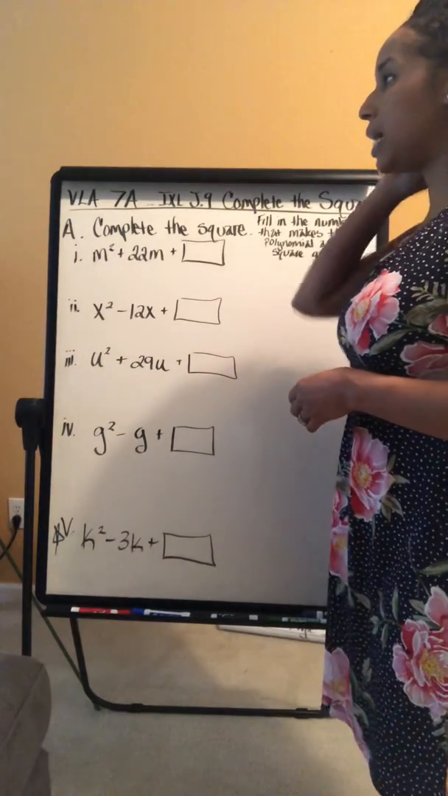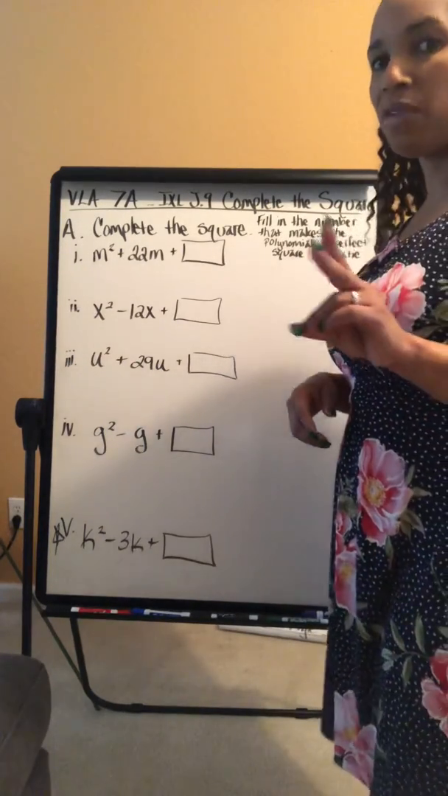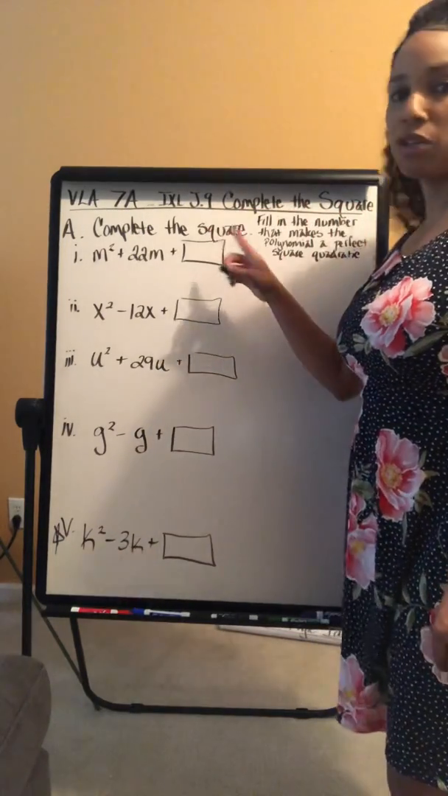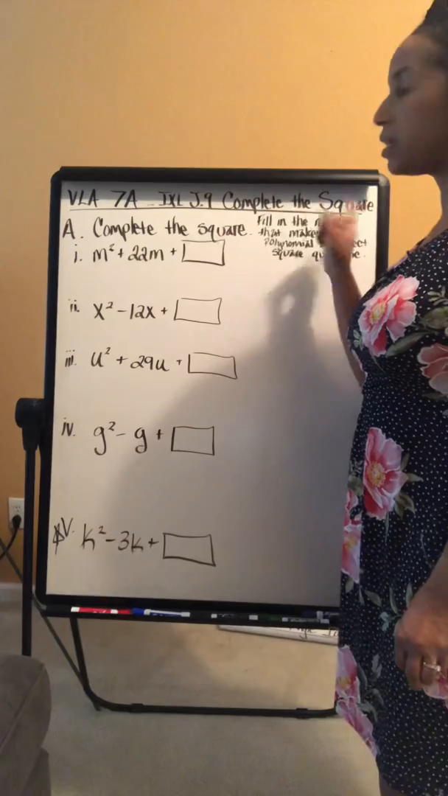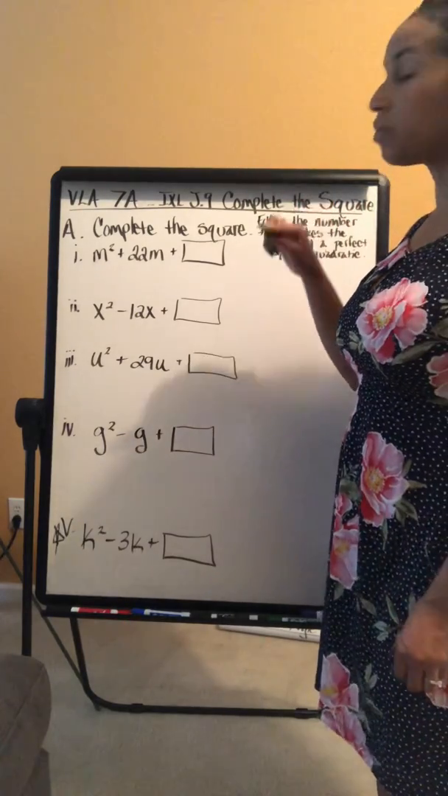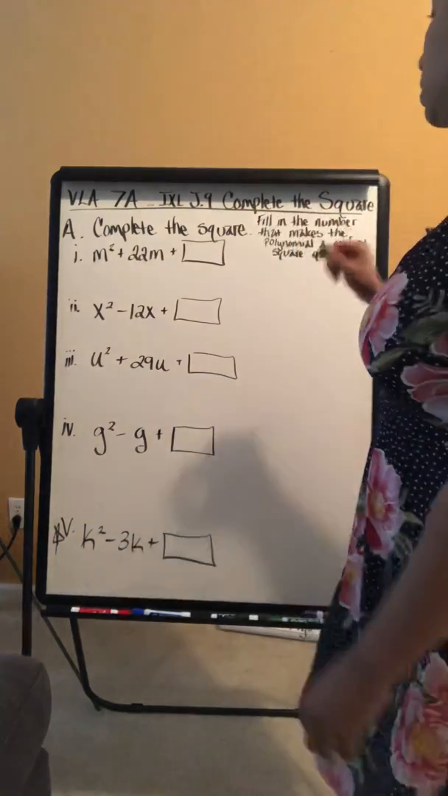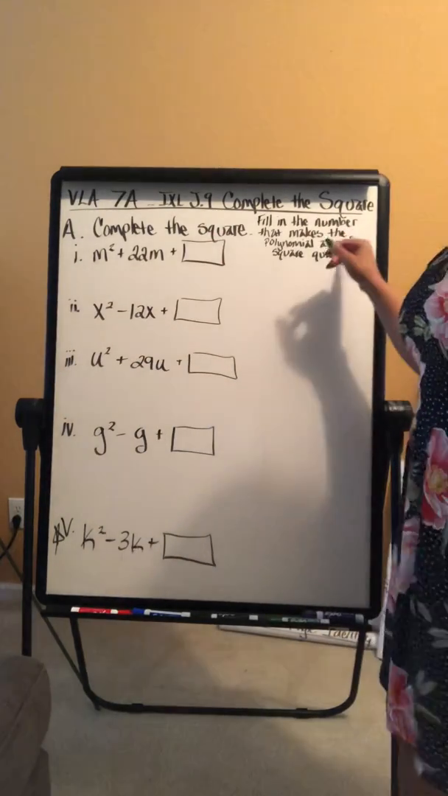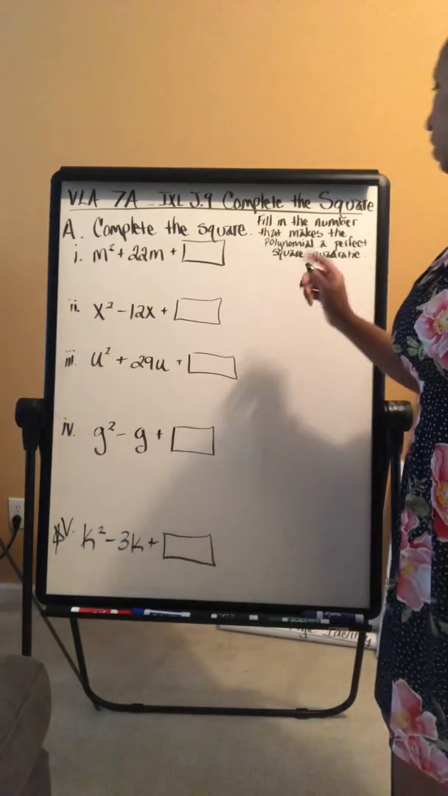Your BLA 7A, because there's going to be two of them and they're from IXL today, but they're about completing the square. The first one you're supposed to do is J.9, complete the square, and this actually comes from Algebra 2 in IXL. But our directions today are to complete the square. We're going to fill in the number that makes the polynomial a perfect square quadratic.